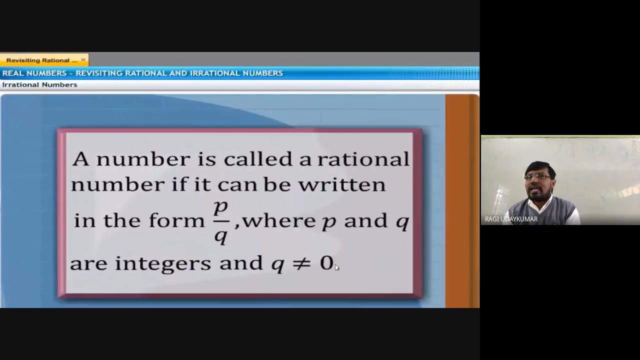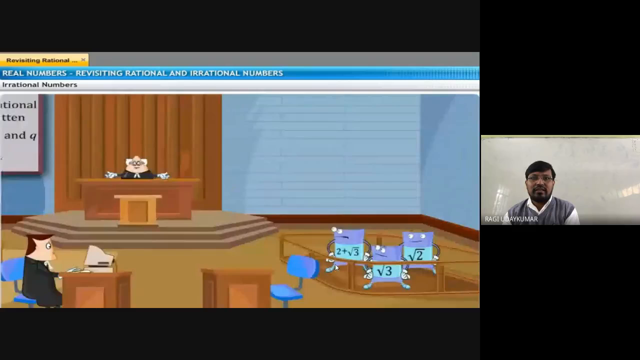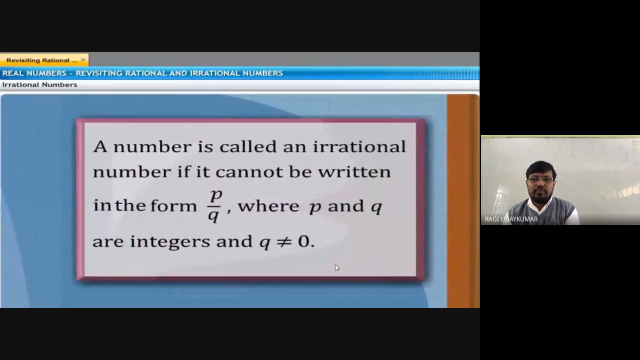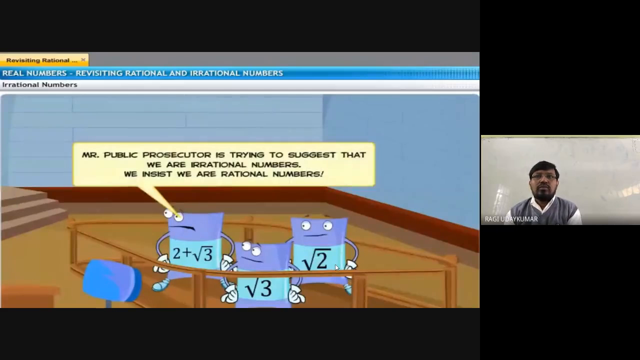Whenever you are taking a number, it is called a rational number if it can be written in the form p by q, where p and q are integers and q not equal to 0. Please note this point very clearly. These numbers cannot be written in the form p by q. An irrational number means one which cannot be written in the form p by q, where p and q are integers and q is not equal to 0. So we are the irrational numbers. We insist that we are rational numbers. They are saying that again we are rational numbers only.